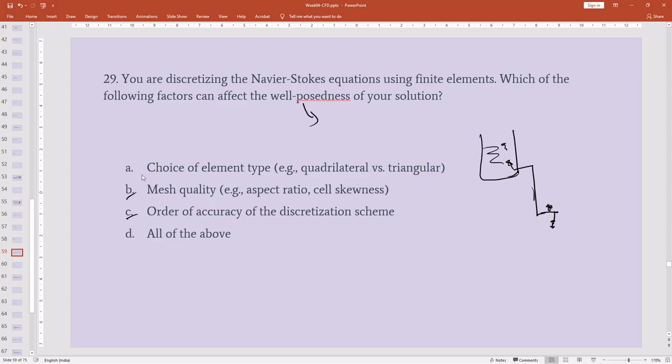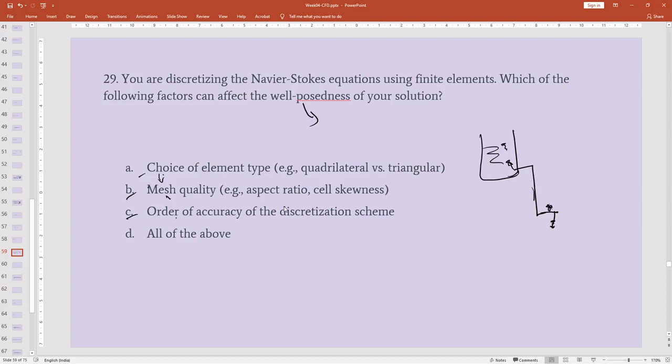For capturing that, obviously the mesh. Not only the mesh quality, element types also play a role in creating mesh quality. And again, mesh quality is needed, and also the order of accuracy of the discrete schemes. In some cases, due to the complexity of the problem, we may have to go to higher order schemes or higher order derivatives.